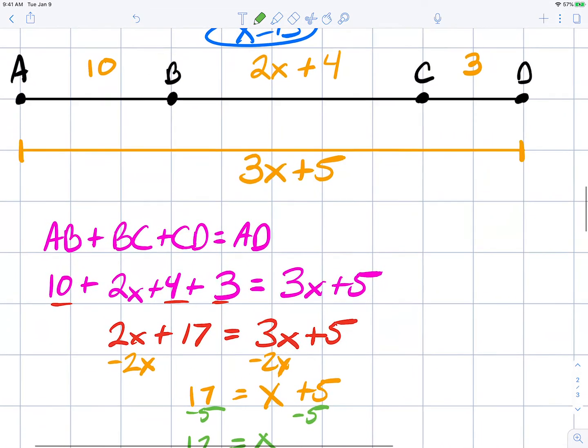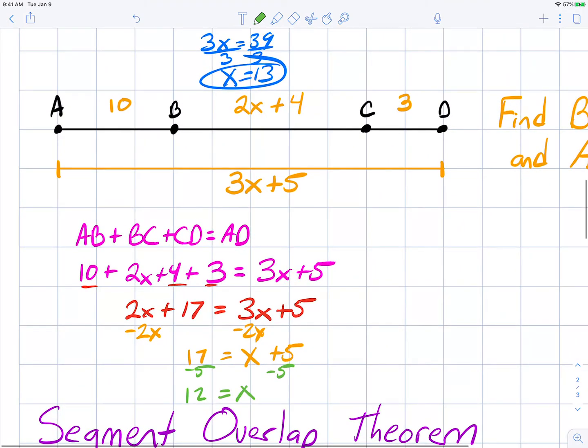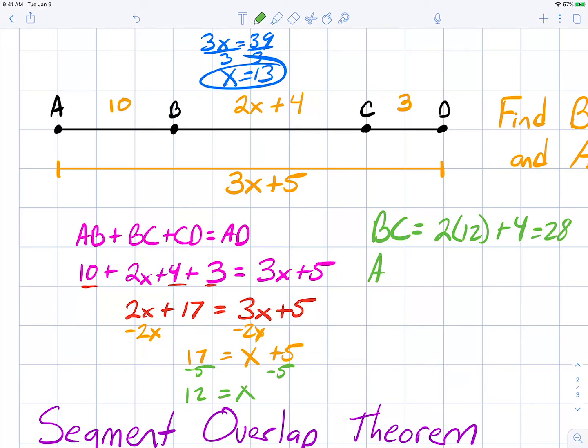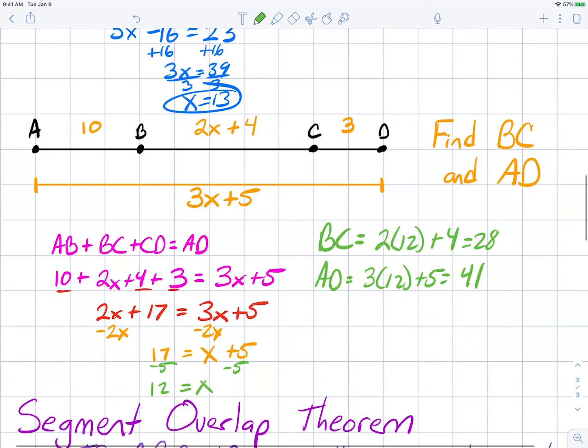Now, if I use that to plug in my information, if I want to find the length from B to C, x equals 12, I'm going to do 2 times 12, which is 24, plus 4, which is 28. If I want to find A to D, I can either plug in the 12 and go 3 times 12 plus 5, or I can add up all my pieces. 3 times 12 is 36, plus 5 is 41, or 28 plus 10 plus 3 is 41.